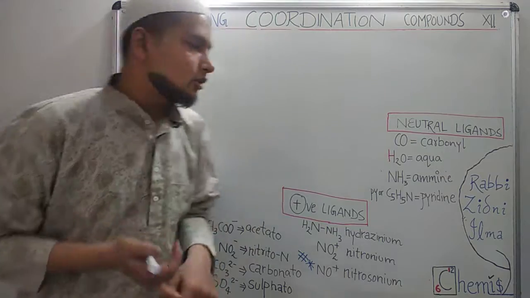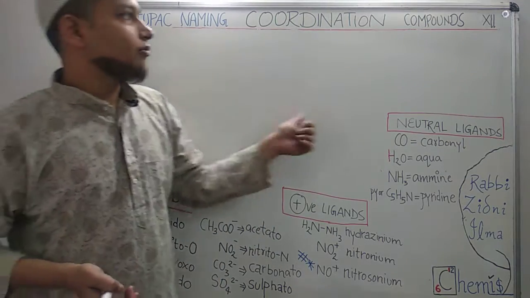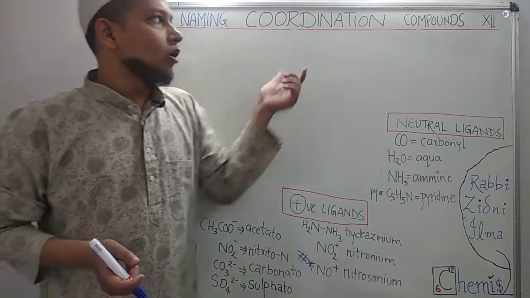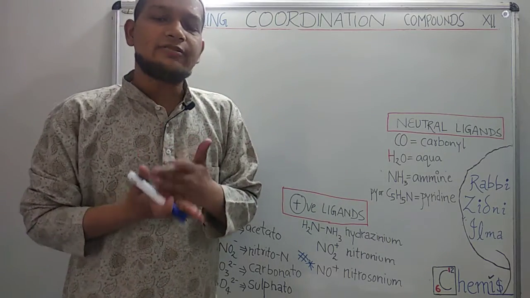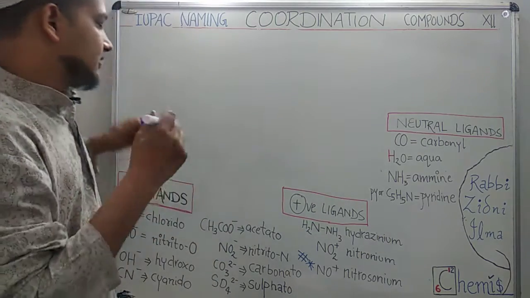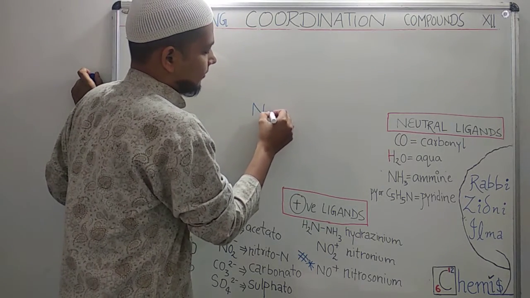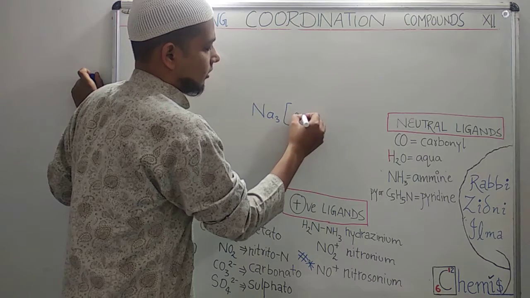So we are back in action with IUPAC naming of coordination compounds or complex compounds. The name suggests complex compounds, but the naming is very simple. The standard procedure for naming any particular complex. Now let me write down a complex for you. First of all, look here.